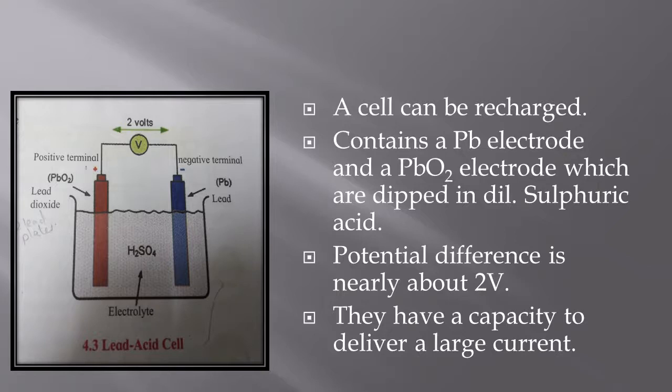Students, always remember that in any type of cell, there is an electrode and an electrolyte. Electrodes are dipped in an electrolyte. Electrolyte is a type of solution, and an electrode is in the form of a rod. There are two types of electrode, positive and negative. The positive electrode is also called the cathode, and the negative electrode is also called the anode, which carry the positive as well as negative charges.